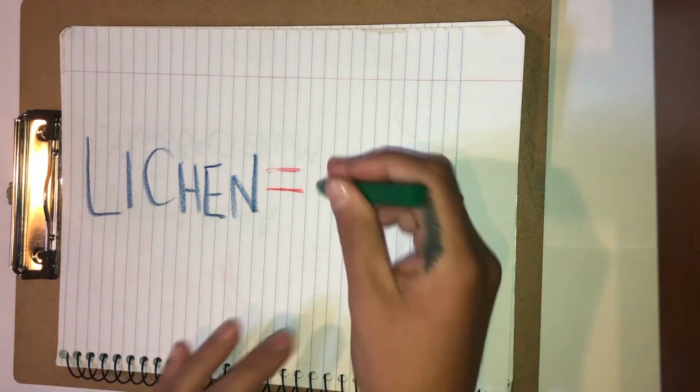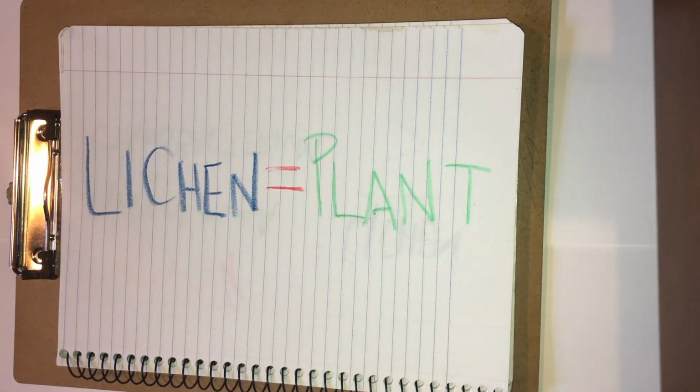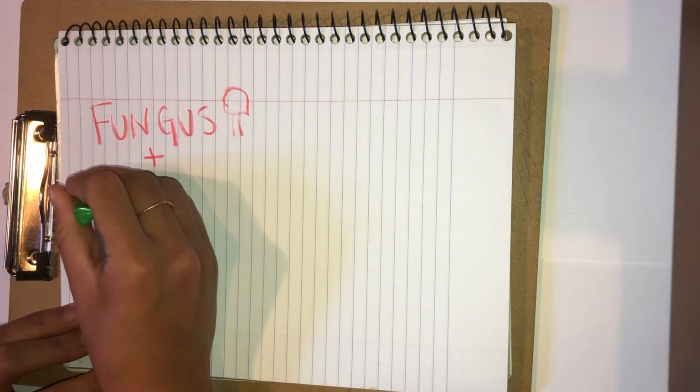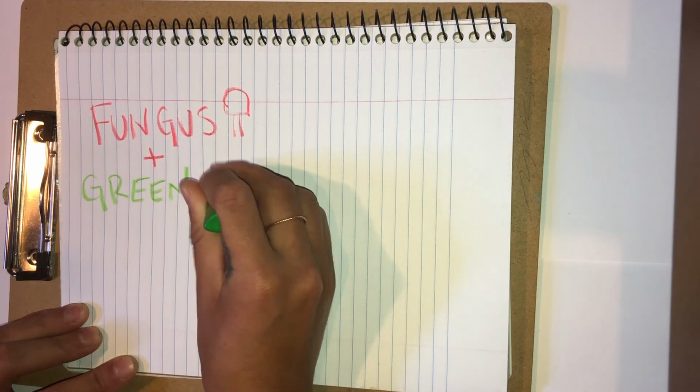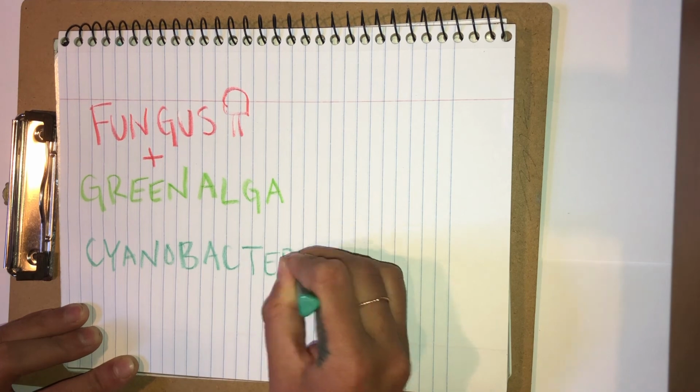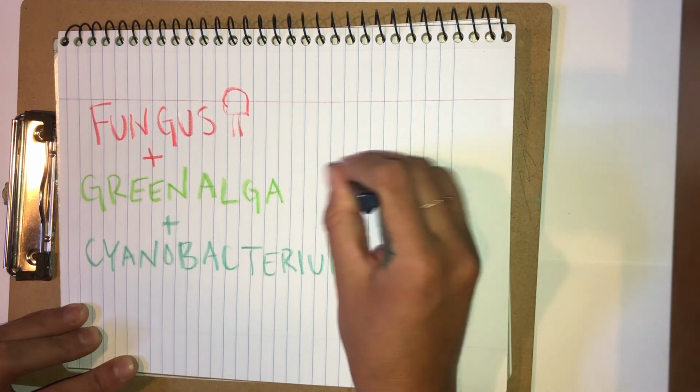First, what is a lichen? A lichen may look a lot like a plant, but technically it's not. A lichen is a special organism that consists of a fungus and its photosynthetic partner, which can be a green alga or a cyanobacterium, or in some special cases, it can be both.